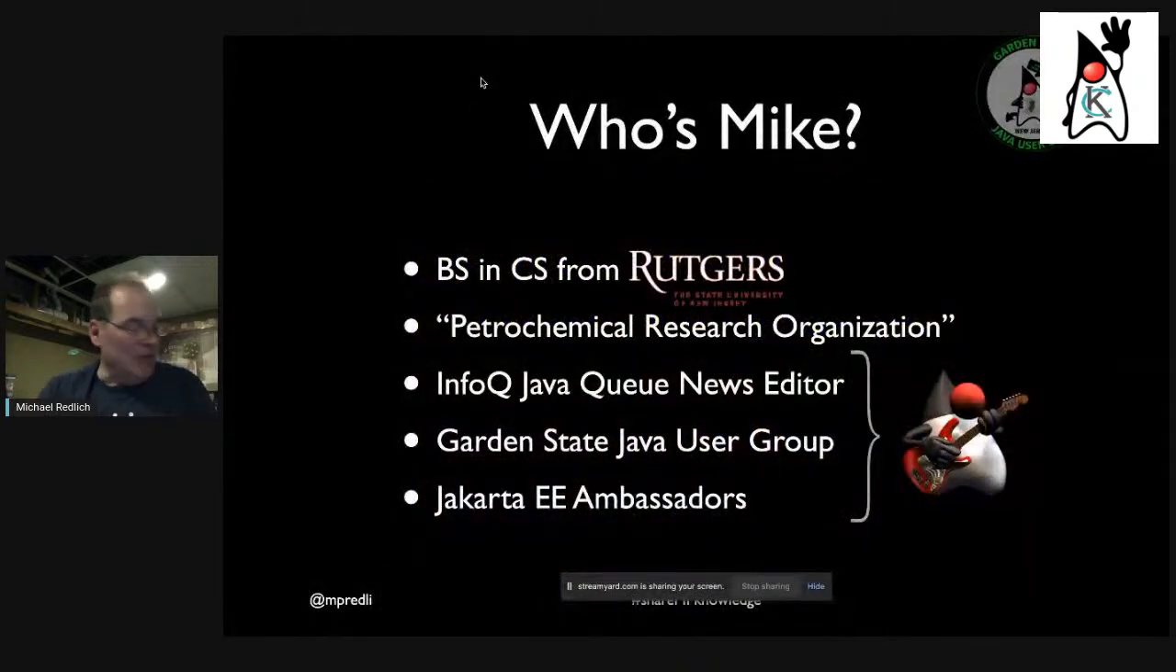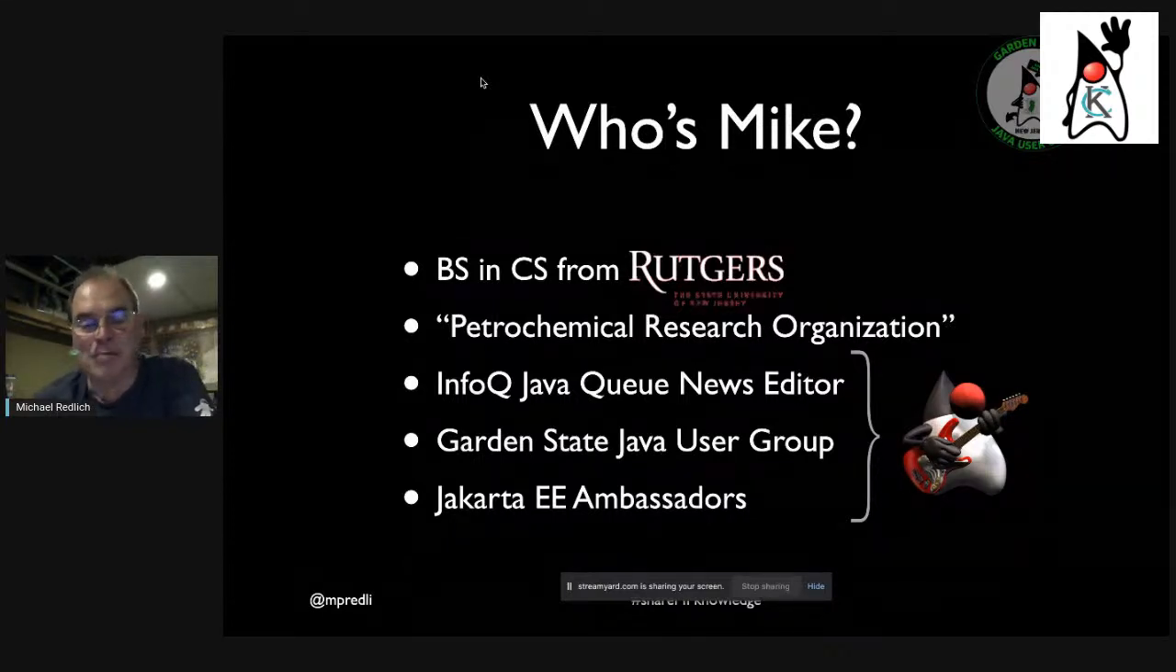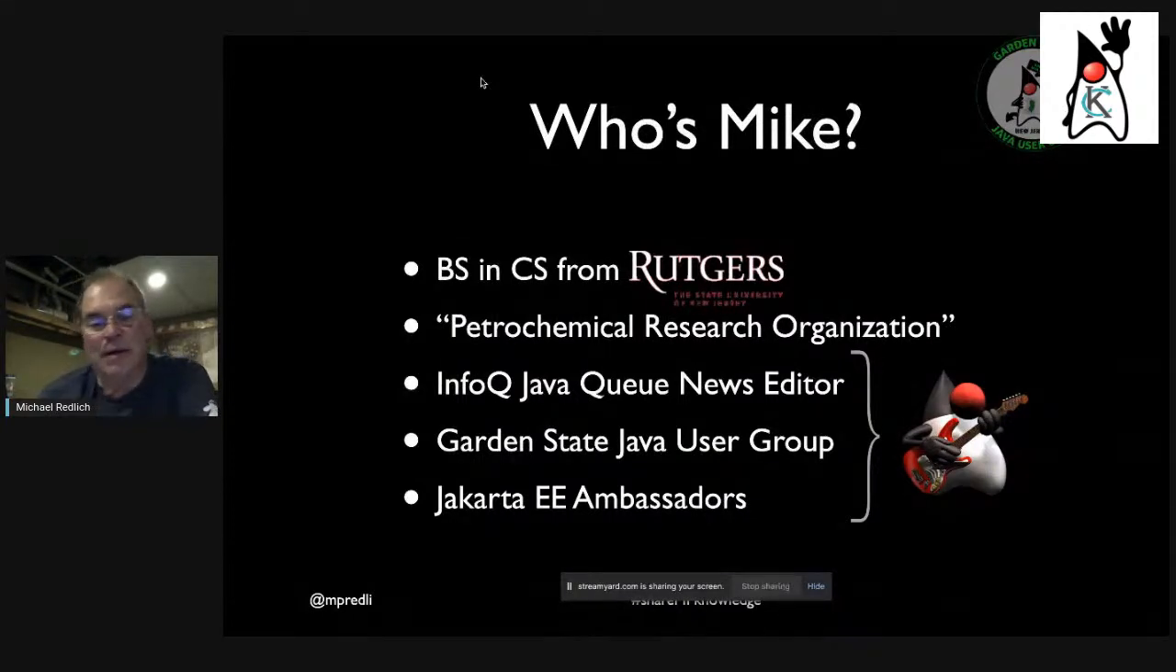But just in case you don't know who I am, this is my background. The Petrochemical Research Organization translates to ExxonMobil Research and Engineering in Clinton, New Jersey, and I've been with the company about 31 and a half years now. But what I do in my spare time for the Java community is, as you can see, I write for InfoQ for the last 5 years.